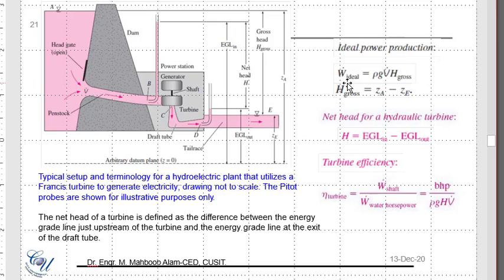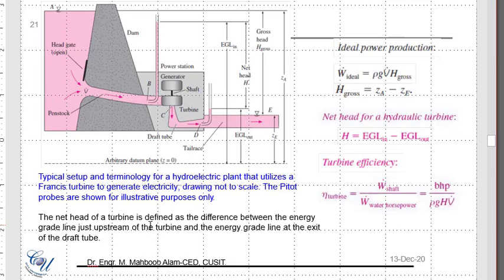Gross head, as we said, is the difference between the total head available minus the tailwater at this end, or the difference between these two, the tailwater and the headwater in the reservoir. This is our net head for a hydraulic turbine.